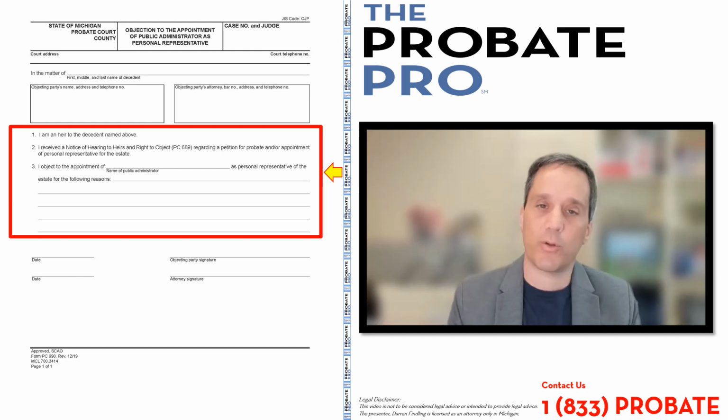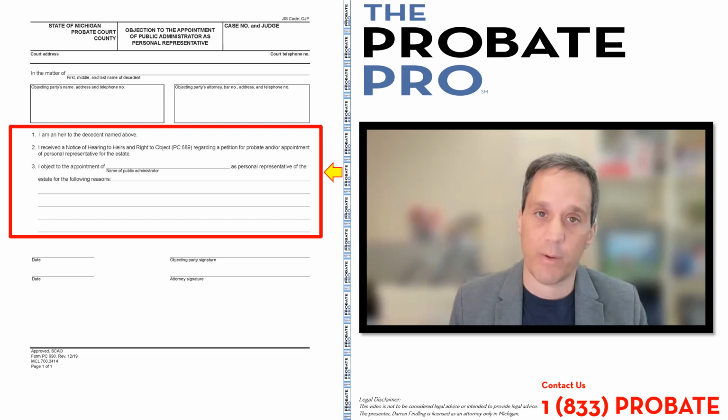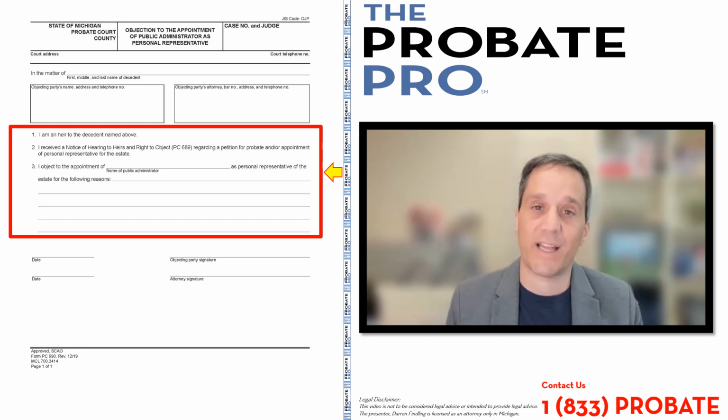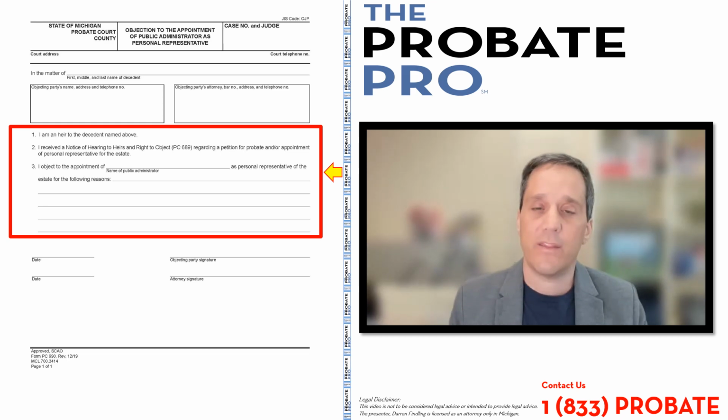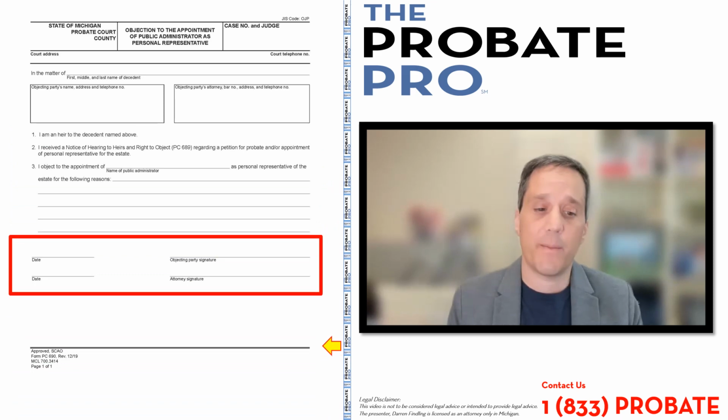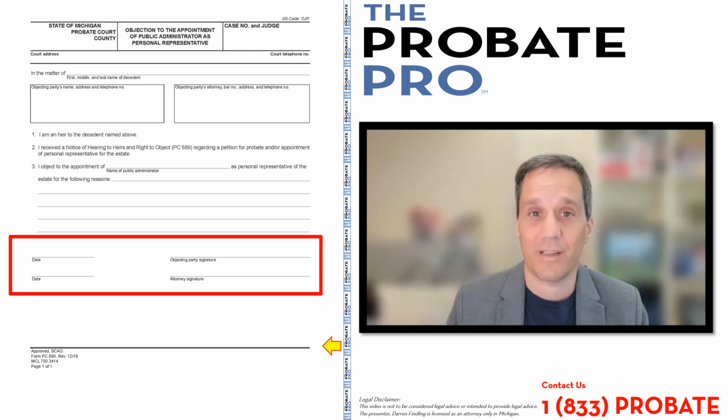The public administrator only gets appointed under very defined and specific sets of circumstances, and they don't trump those people that are entitled under Michigan law who have priority for appointment of personal representative. So in Section 3, you have to flesh out and identify the basis for the objection and why the court should not appoint the public administrator, but rather should appoint somebody else. In the bottom section, the objecting party signature is there and the attorney's signature. And this particular objection would then be filed with the probate court.